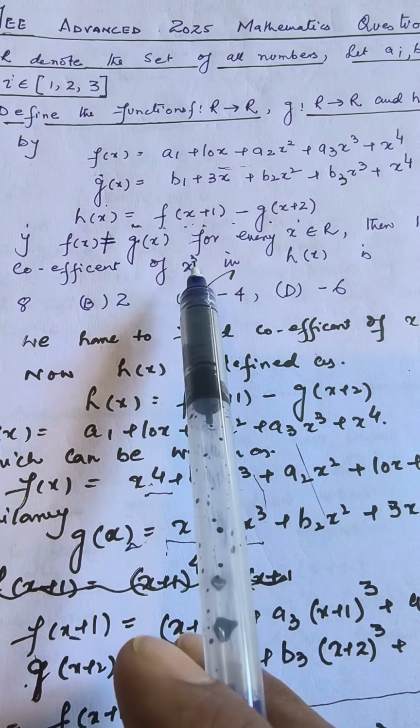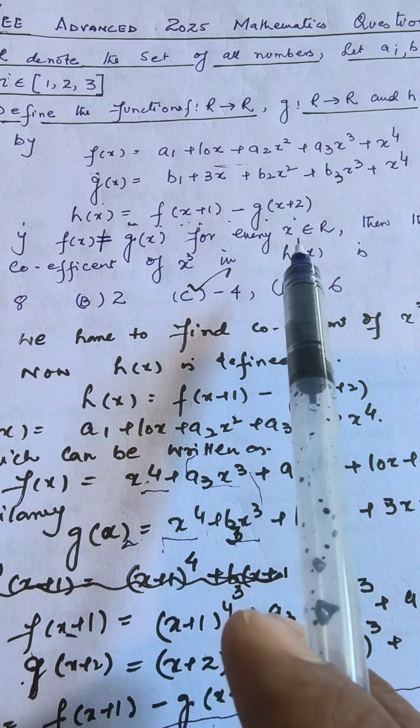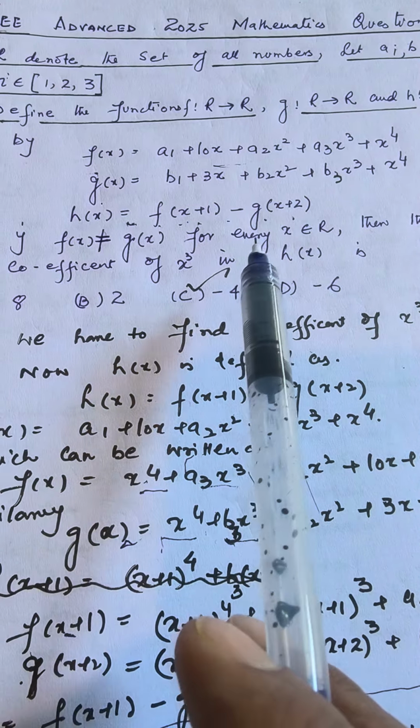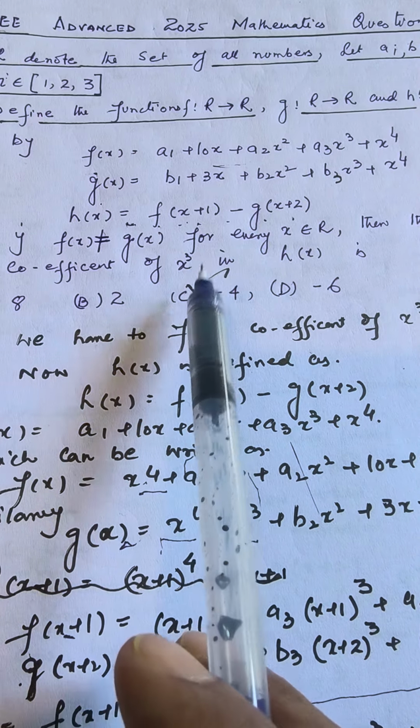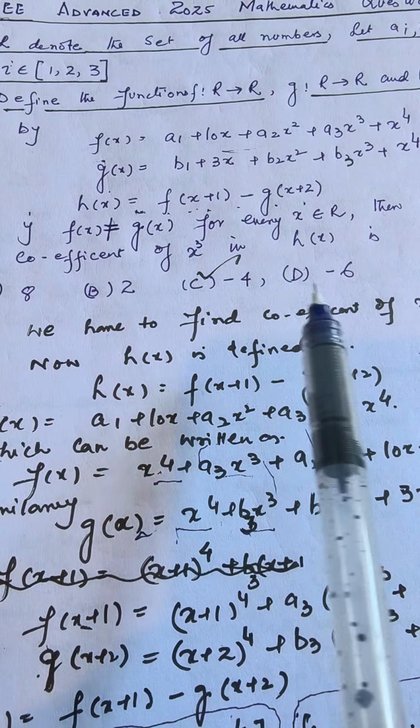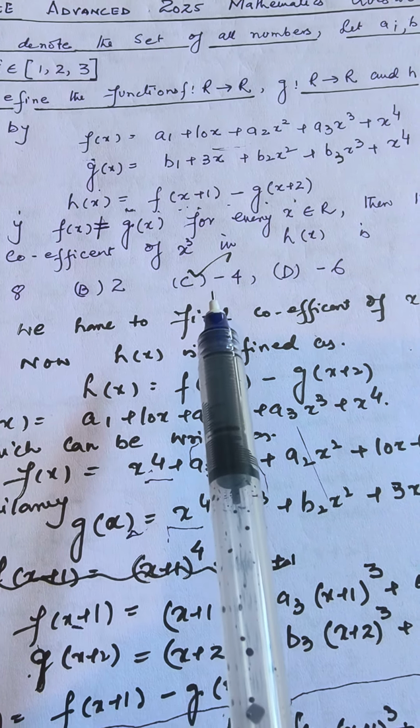We have to get the coefficient of x cube in h of x. Right. यह हमारा क्वेश्चन है कि हमको h of x में x cube का कोएफिशिएंट निकालना है. So our options given are 8, 2, -4 and 6. Let us see how to find it.